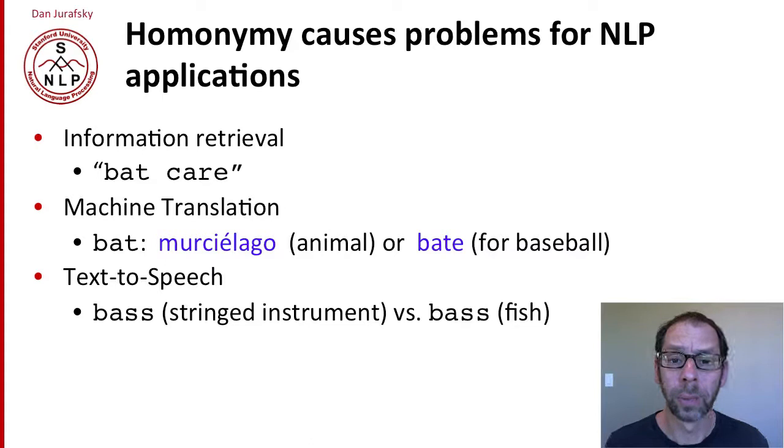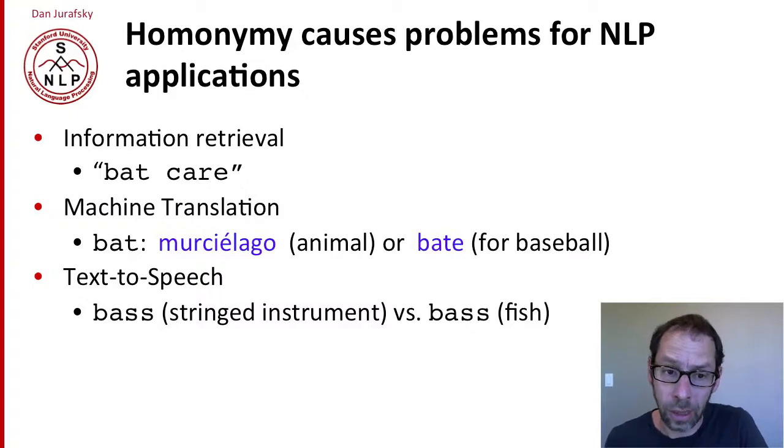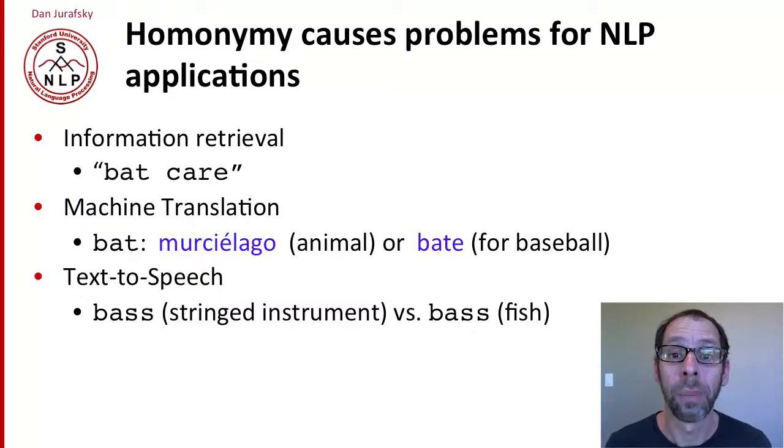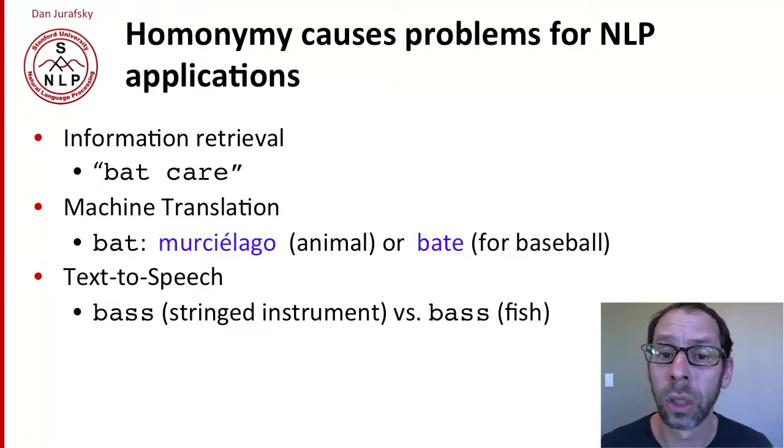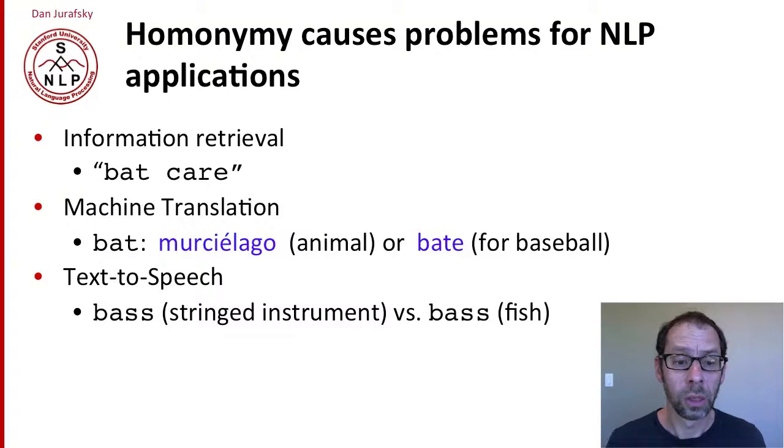Homonymy causes a number of problems for applications in natural language processing. So if you're doing information retrieval and you ask about bat care, we don't know if you have a pet flying mammal or if you're a baseball fan. In machine translation, there's a similar problem. If you say the English word bat, in Spanish, you might mean the flying mammal, or again, you might mean a baseball club. In text to speech, the stringed instrument called bass is pronounced differently than the fish called a bass. So if we're going to read a word out loud, we have to know which word we're talking about.